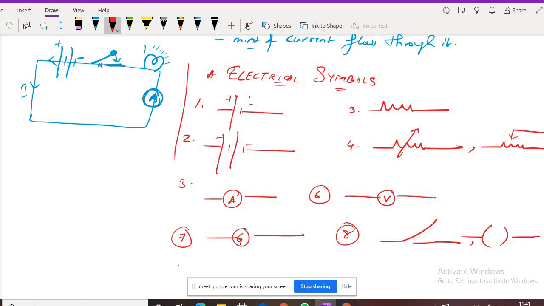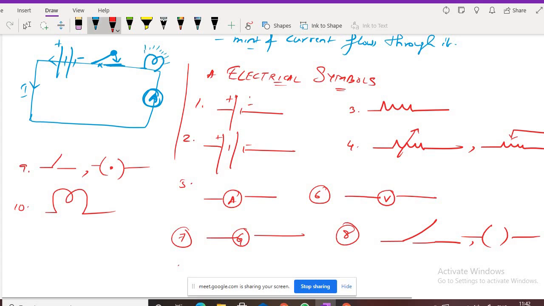Just hold on. Let me draw all the electrical symbols, then we will see what those are. So this much I think will be sufficient for you. If you feel that something else is also there, you can tell me. Okay, we just see here.